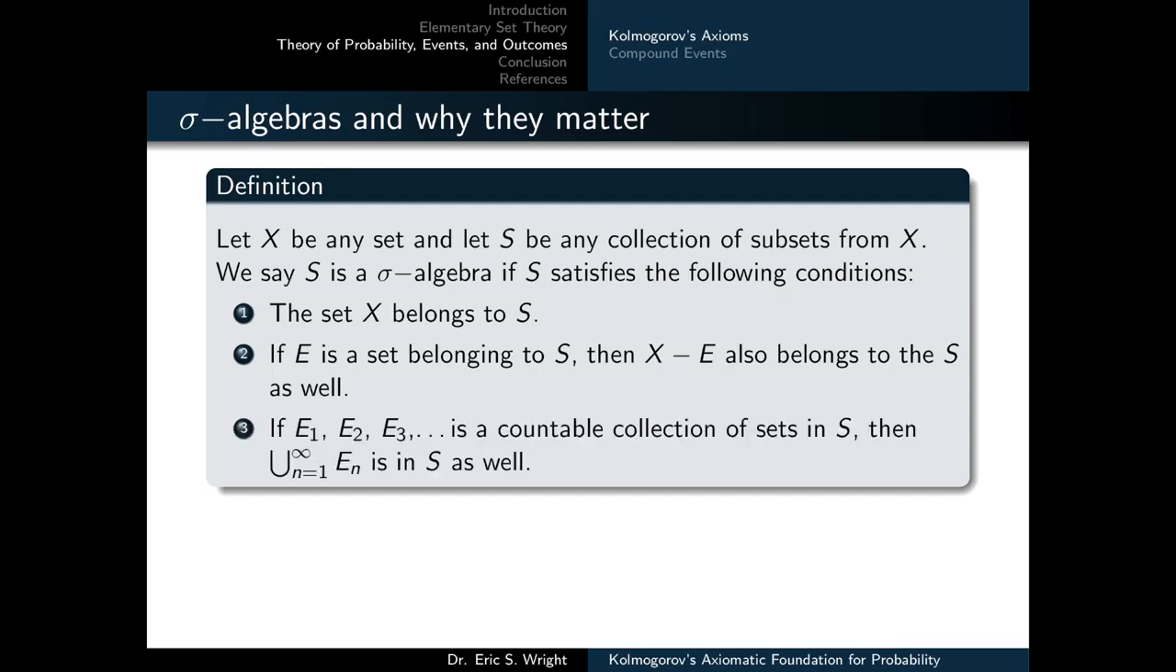And the third property of a sigma algebra is that if we've got some countable collection of events in the sigma algebra, E1, E2, E3, and so on, so it could be countably infinite, then the union of those events must belong to S as well.